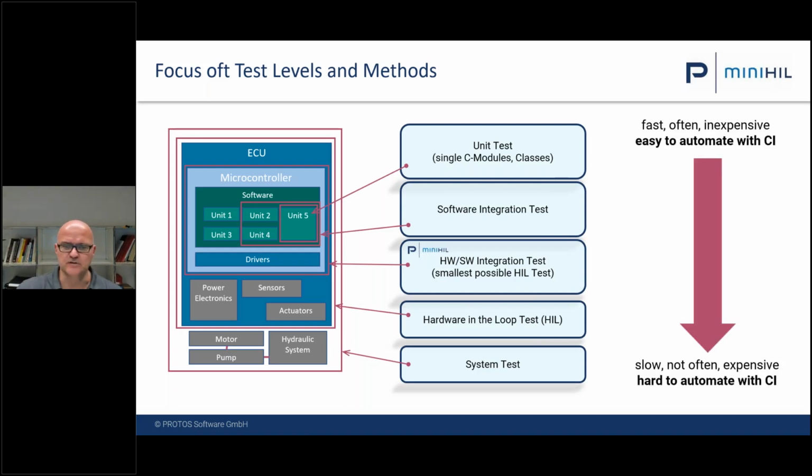So the effort and the cost, they are really low at the unit test and are really high at the system test. And so unit tests and software integration and also the mini-HIL here, they are really easy to automate with continuous integration. And the further down you get, the harder it is to automate. For example, a system test to get into the car and drive around the block, that's really hard to automate, or not to automate.